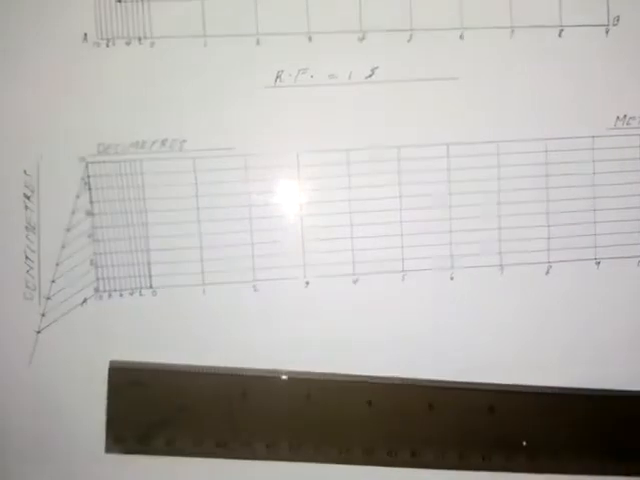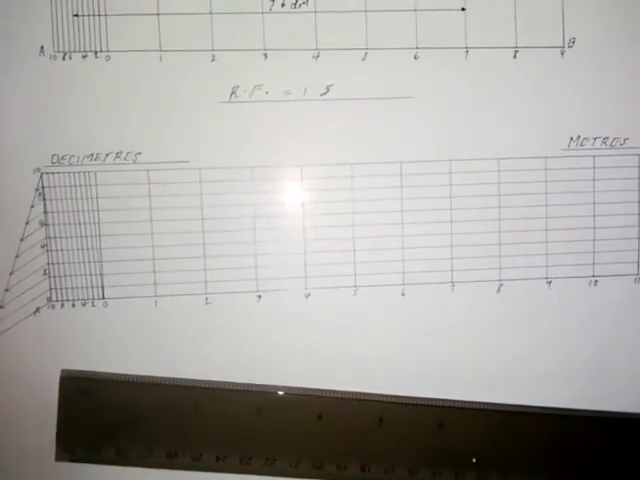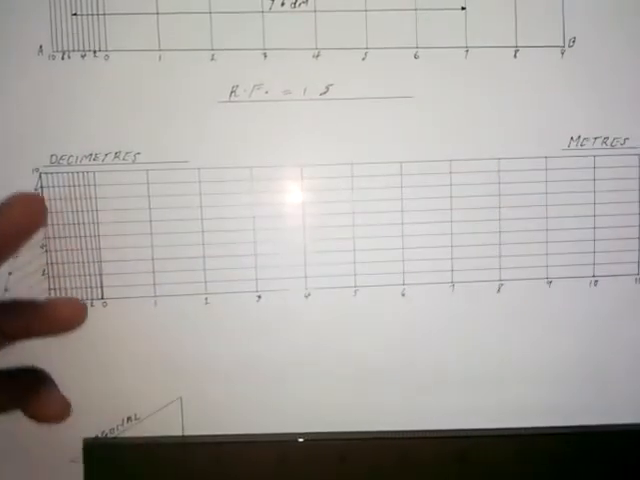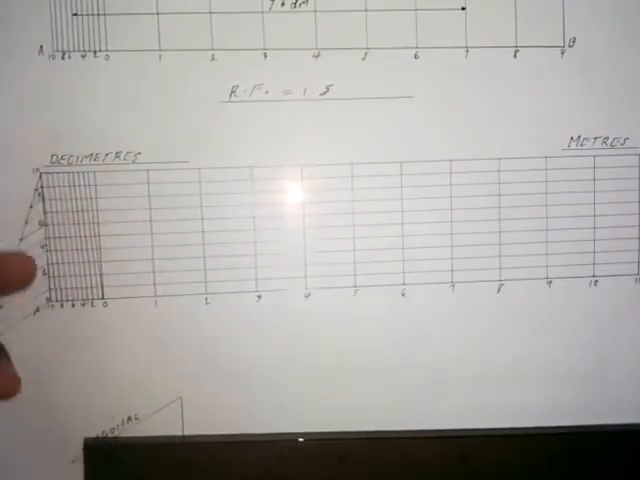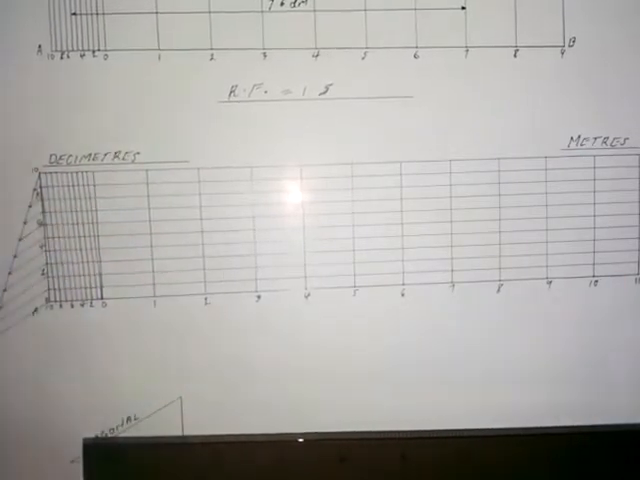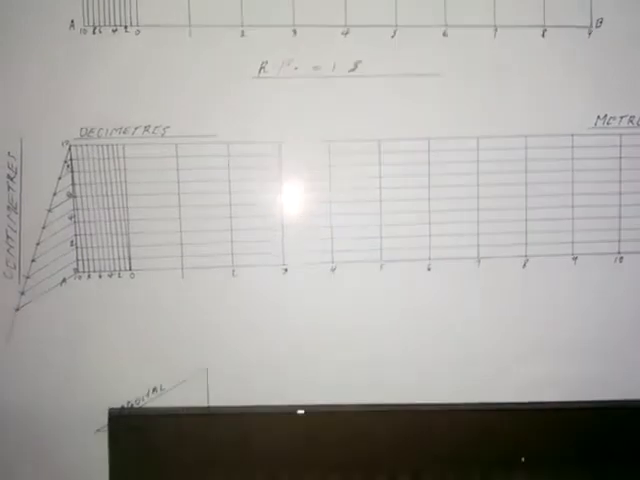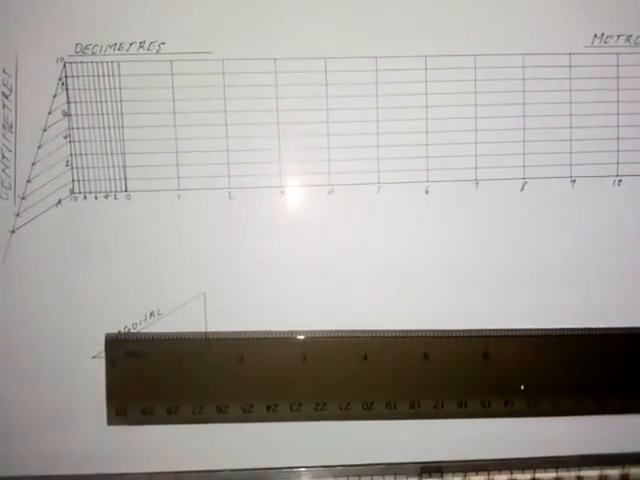So now, this is the diagonal scale. Don't forget that it's called a diagonal scale when these lines are drawn slanting like this. The next thing that we want to do is to answer the question given to us.